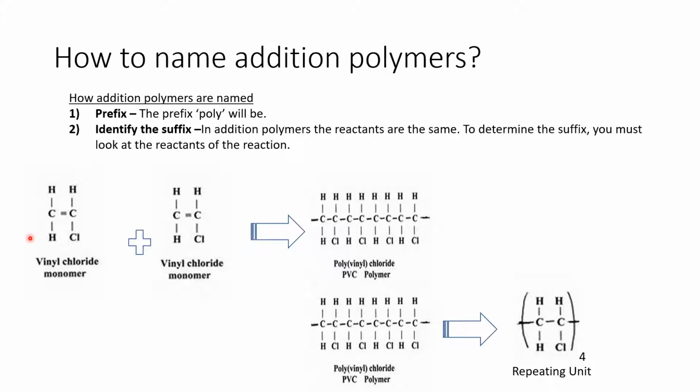In this example, VCl, or vinyl chloride, reacts with another vinyl chloride, producing polyvinyl chloride. In this example, as we can see, the double bond is broken, and this is the polymer produced. I've denoted the repeating unit here, as in the n is 4, because I determined that there are 4 monomers in this sequence, as you can see here, 1, 2, 3, 4.